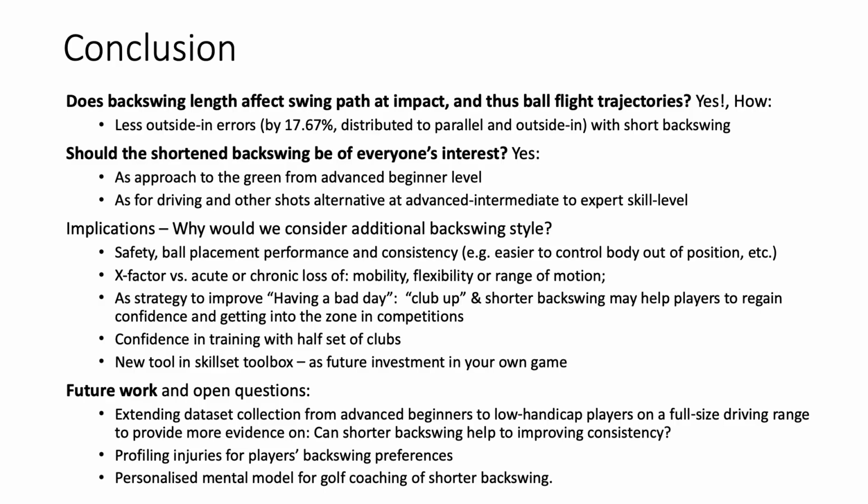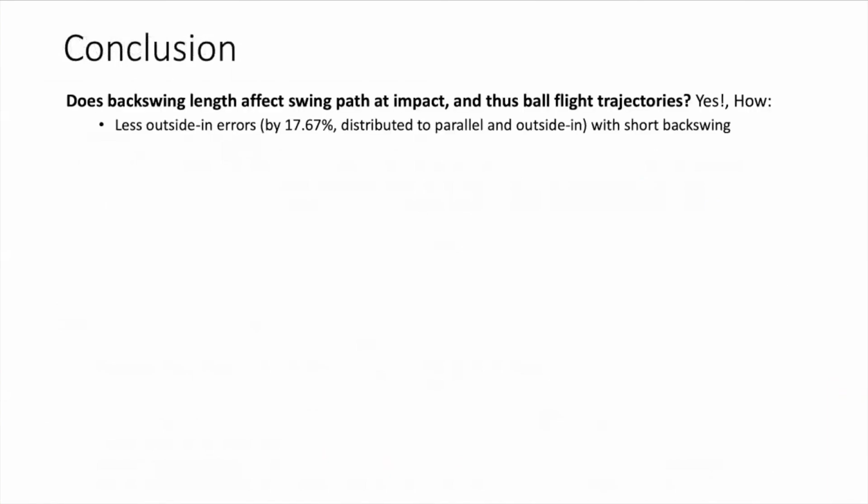So in conclusion, from the collected swing data set, we investigated the role of backswing: how does backswing length affect swing path at impact and thus ball flight trajectories? We found out that those with a tendency towards long backswing on a reduced size driving range are more likely to hit outside-in errors by greater than 70%, which also means more slices. Is the length of the backswing affecting our tendency to produce more errors at impact?